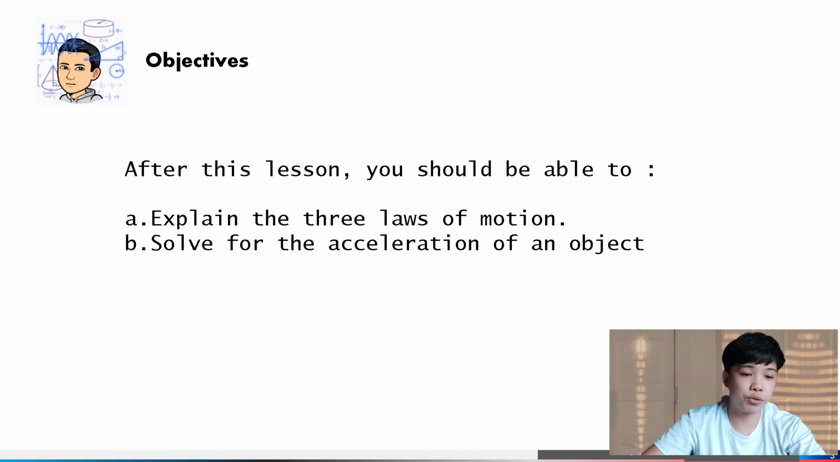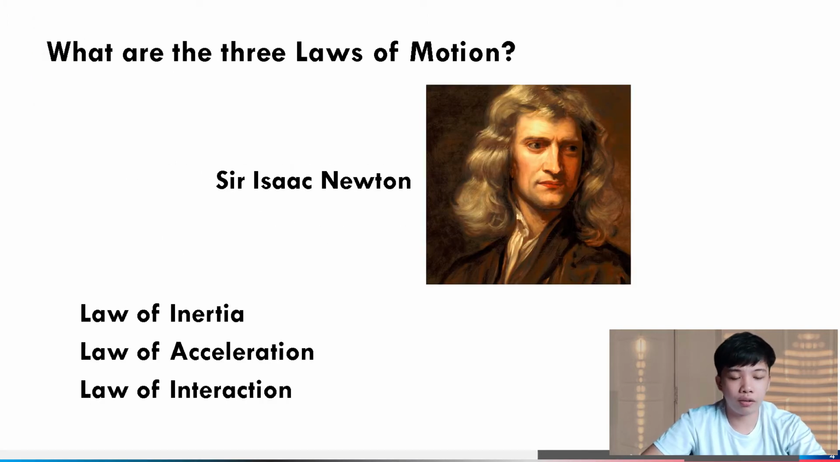After this lesson, you should be able to first explain the three laws of motion and then solve for the acceleration of an object. What are the three laws of motion? Sir Isaac Newton made these three laws of motion, which include the law of inertia, law of acceleration, and law of interaction.